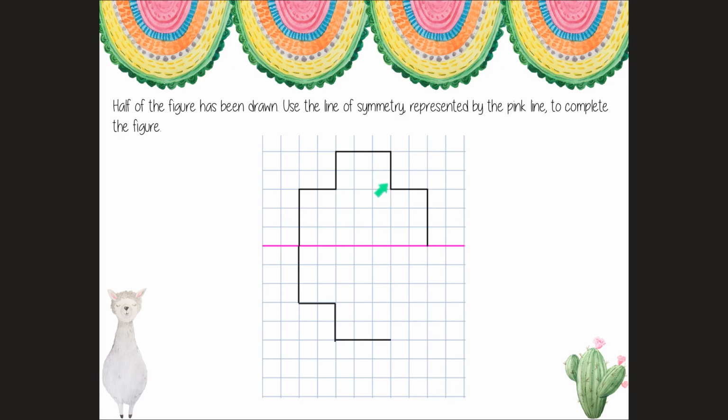Now let's replicate this side. It has a length of 1, 2 units. Now we'll work on this piece, 2 units as well. And now we're on our final piece to replicate. And this section has a length of 1, 2, 3 units. And now both halves are perfectly mirrored across our pink line of symmetry.